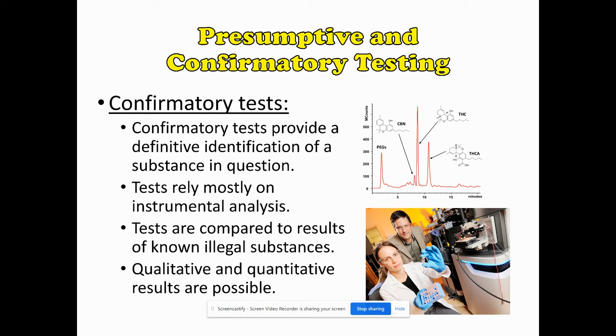And it's qualitative and quantitative results. So it's qualitative because it says, look, that's CBN, look, that's THC. It's quantitative because you can find the area under the spike and compare it to known amounts and find a ratio of how much it's there. And you can say, hey, this is 10%, 9%, 5% THCA, or what have you.